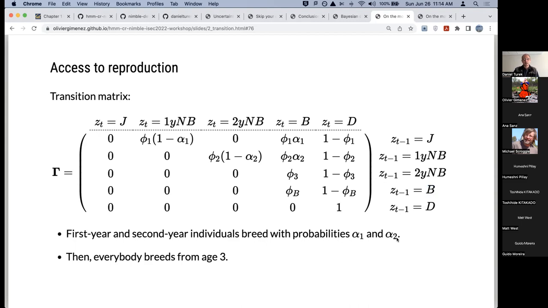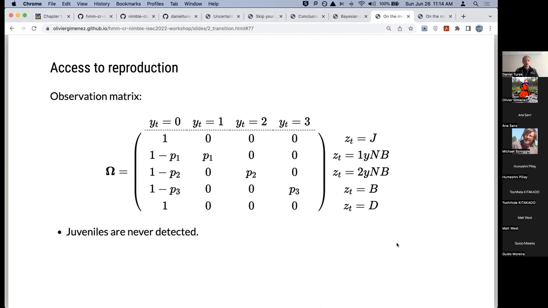The matrix is here, again, assuming imperfect detection, but different detection probabilities for year one non-breeders, year two, and breeders, et cetera, but we never misidentify. If someone, for example, is a year one non-breeder, we always observe it in this state. Year two, we always observe it in this state. And breeders, we always correctly identify right there. And the juveniles are never detected. So there's the observation matrix omega.